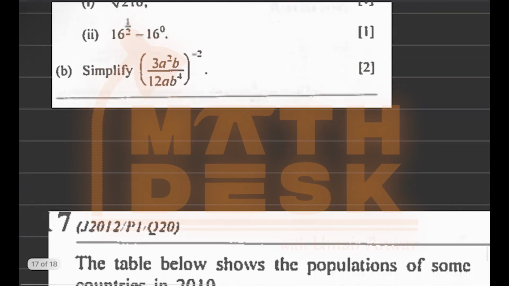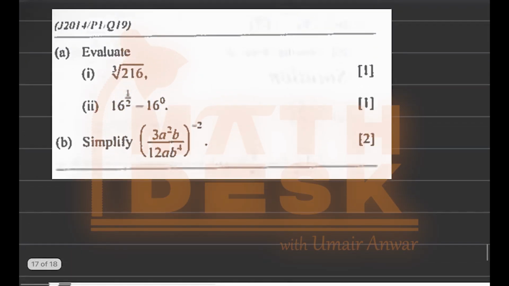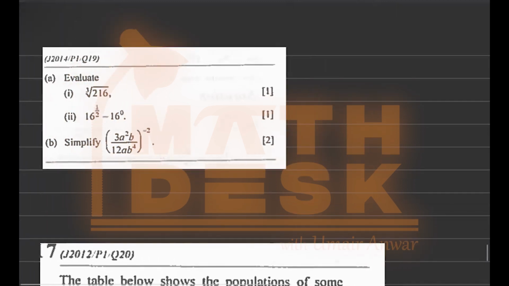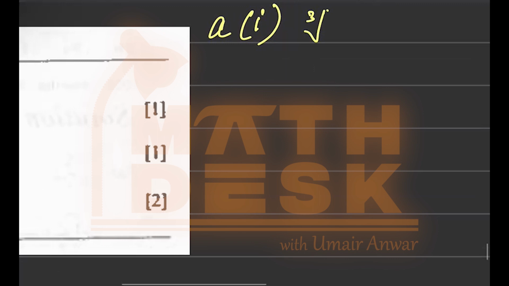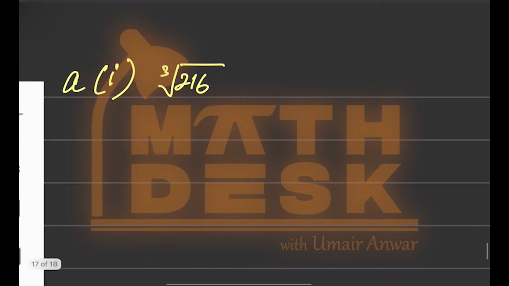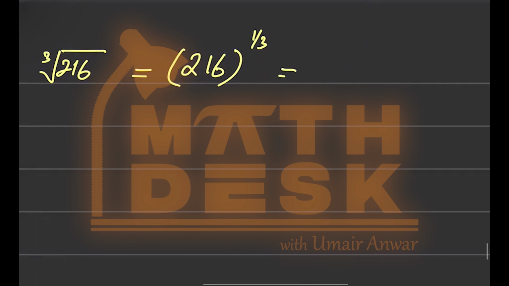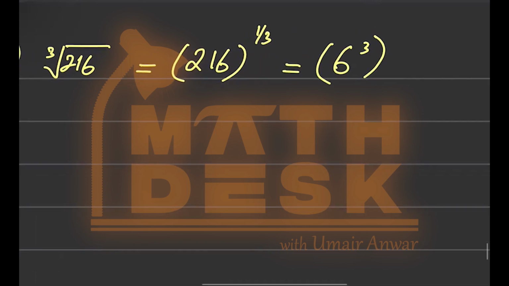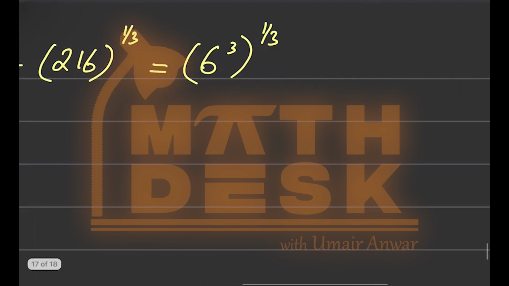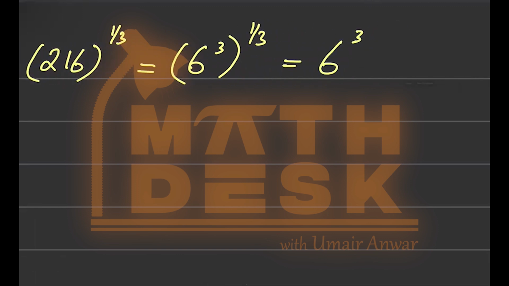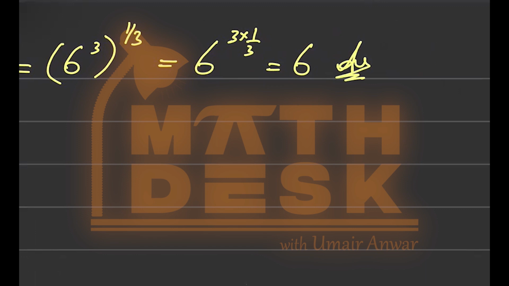Next part, in the next part, we have cube root of 216. We need to find out the value. So cube root of 216. Now 216 could be converted with a power of 3 if I write the base of 6. 6 cubed is basically equal to 216. Now the powers should get multiplied with each other and then simplify. So the final answer for this expression should be equal to 6.